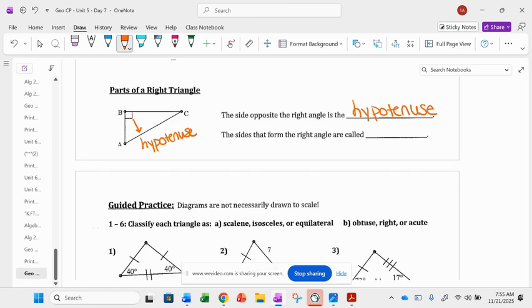And the sides that come together to make the right angle are called the legs. Now, the legs in a right triangle are different, so I'll call them leg 1 and leg 2. The legs in a right triangle are different than the legs in an isosceles triangle. In the isosceles triangle, the legs are congruent. The legs are not necessarily congruent in a right triangle. They're just called legs.